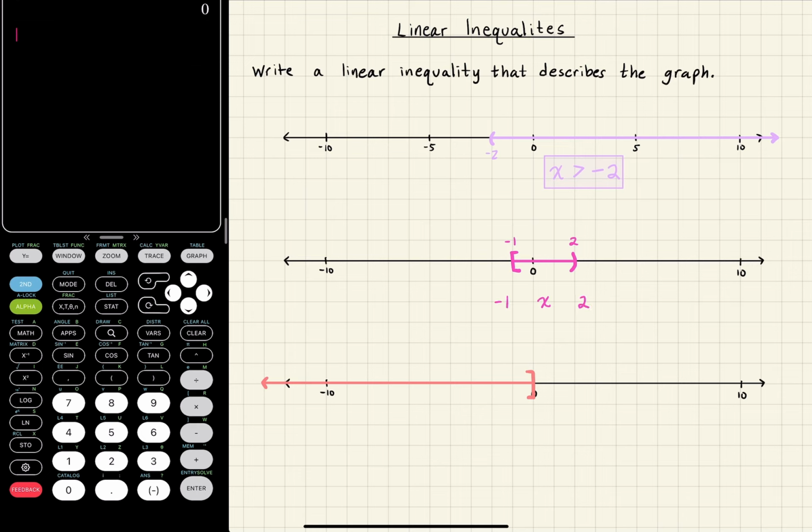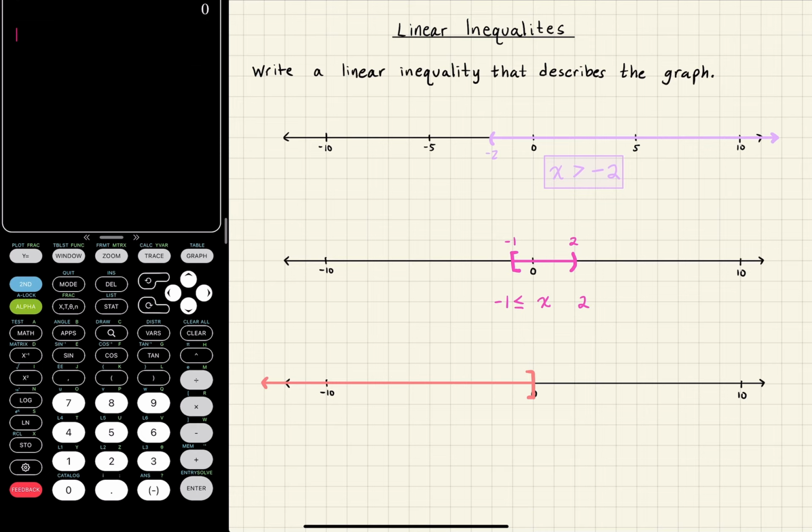Now let's determine our symbols. Well, we know that -1 is our smallest value, so it's going to be less than whatever x is. But it has this square bracket here, and that means it could be equal to -1. So we would say -1 is less than or equal to x.